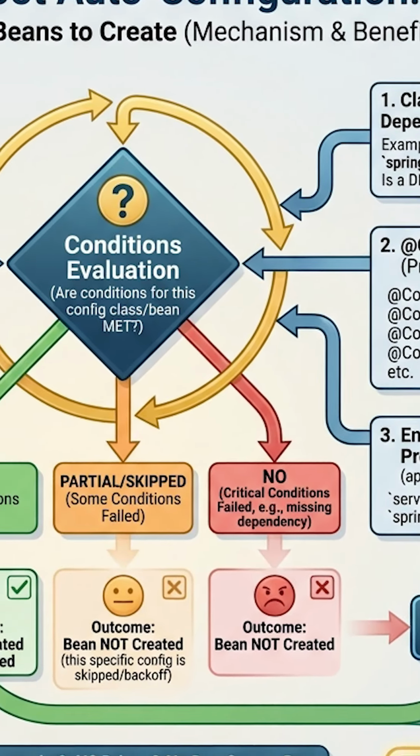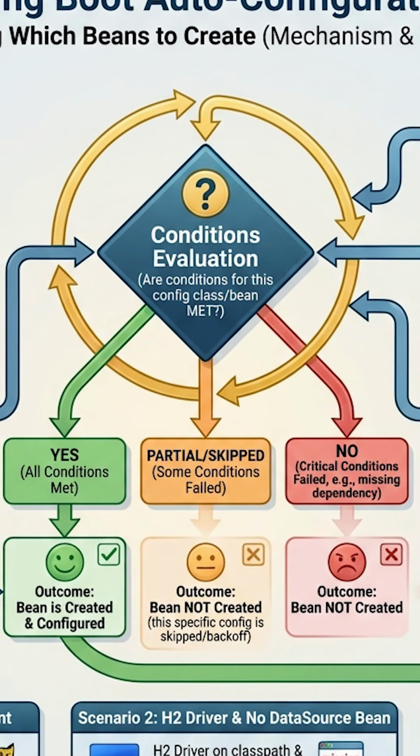If all conditions are met, the bean is created and configured. If critical conditions fail, the bean is not created. Some configs may be partially skipped when only certain conditions fail. When conditions pass, the resulting beans are registered into the application context.